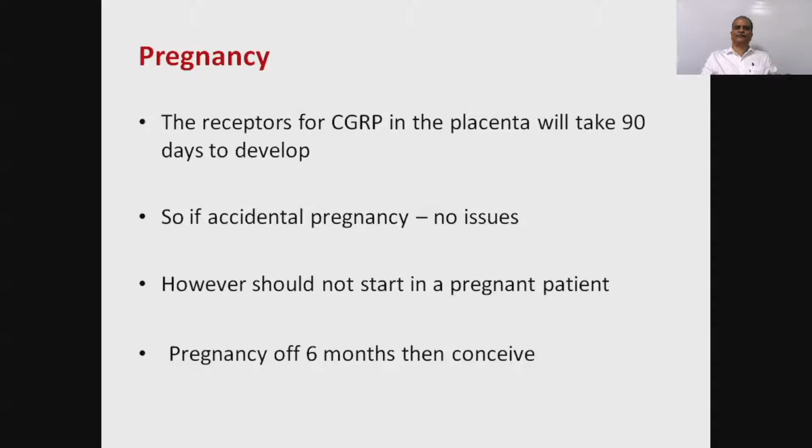What about pregnancy? In the placenta, the receptors for CGRP will take at least the first 3 months to develop. So suppose a patient is getting treatment with erenumab and becomes pregnant, no problem, because you have another 2 to 3 months gap. So you should stop the injection, and you should never start it in a patient with pregnancy. Suppose a patient is planning to become pregnant, you should stop the injection 6 months before she's planning to conceive. So that is regarding pregnancy.